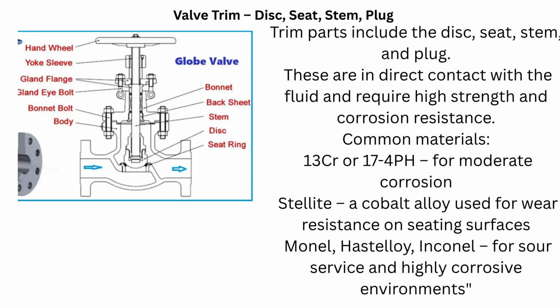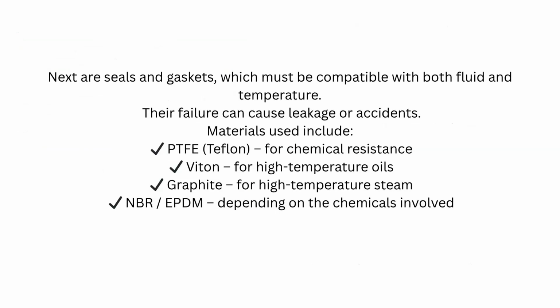Valve trim: disc, seat, stem, plug. Trim parts include the disc, seat, stem, and plug. These are in direct contact with the fluid and require high strength and corrosion resistance. Common materials: 13Cr or 17-4 PH for moderate corrosion, Stellite, a cobalt alloy used for wear resistance on seating surfaces, Monel, Hastelloy, Inconel for sour service and highly corrosive environments.